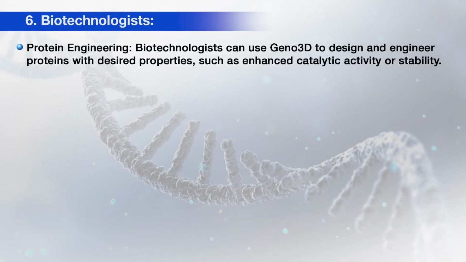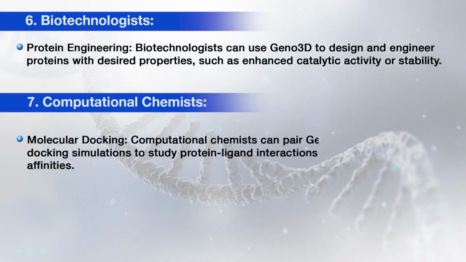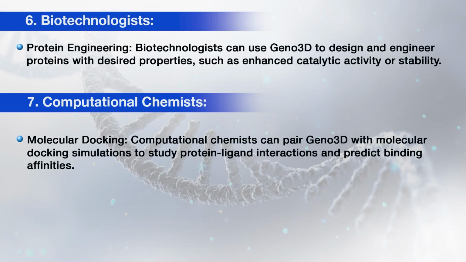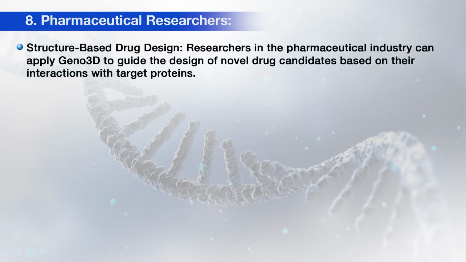The sixth one may be biotechnologists in protein engineering. They may use it to design and engineer proteins with desired properties such as enhanced catalytic activity or stability. The next one may be computational chemists. Computational chemists will use it for molecular docking simulations to study protein ligand interaction and predict binding affinities. Further, pharmaceutical researchers may use it for structure based drug design and target based drug design. People in the pharmaceutical industry may use it for designing novel drug candidates based on their interaction with target proteins. So, this was all about the applications of Geno3D and the groups of scientists or researchers who will use Geno3D from an application point of view.